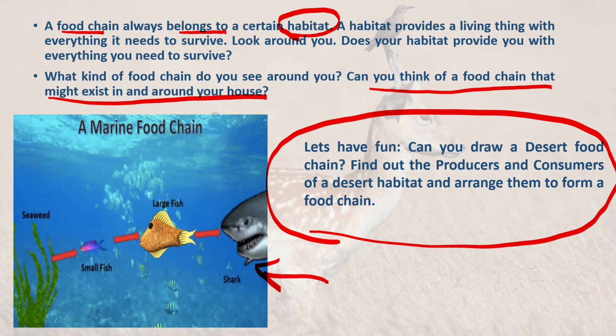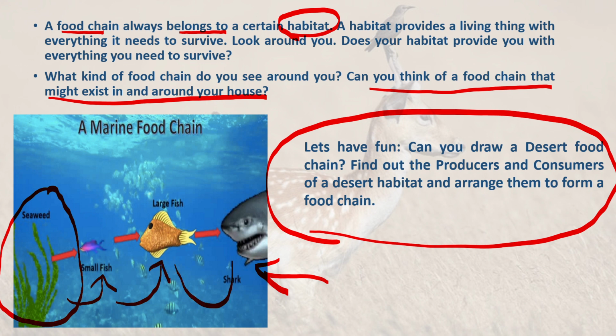Now let us look at a marine food chain. A marine food chain is a food chain which might exist in water bodies like rivers, seas, oceans, lakes or ponds. What kind of plant grows underwater? It's called seaweed. Weeds grow underwater, right? These weeds are eaten by small fish. Small fish is eaten by a little bigger fish, and this big fish ultimately gets hunted by a shark. So that is a food chain. This is a producer, seaweed. The small fish is a herbivore, or it can be an omnivore, and it is the first consumer. Then the bigger fish is the second consumer, and the shark is the third consumer, right?